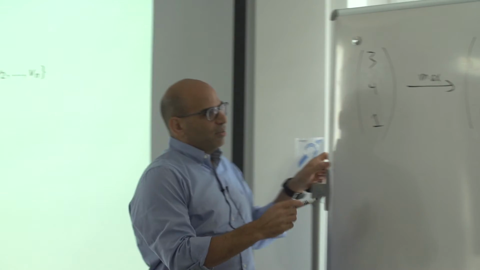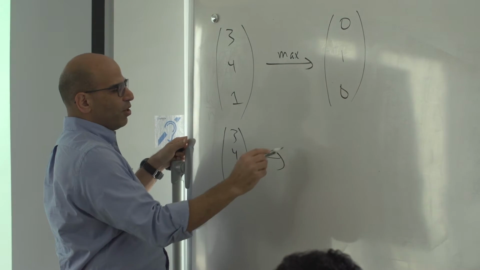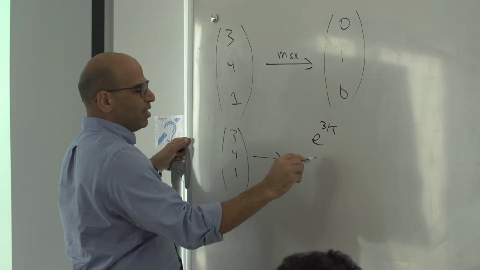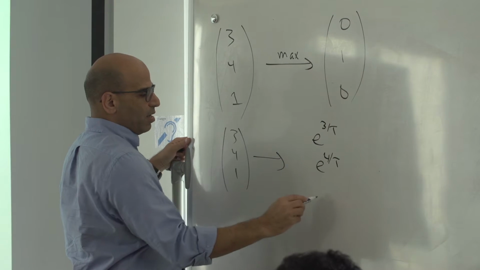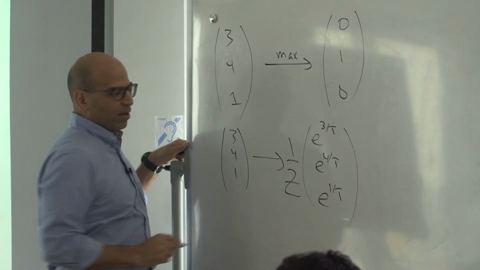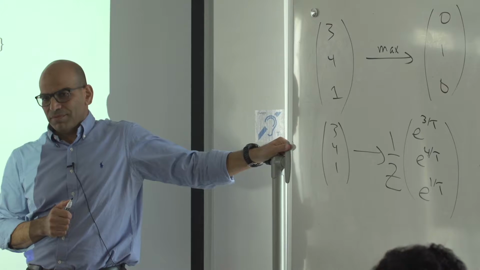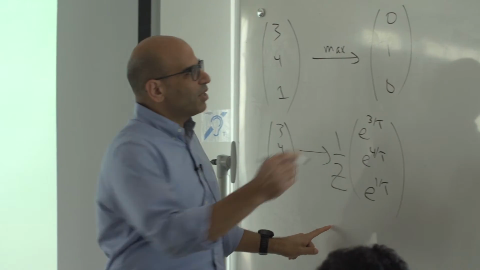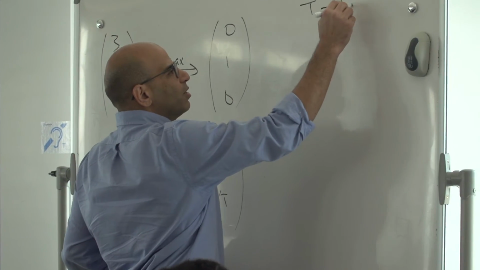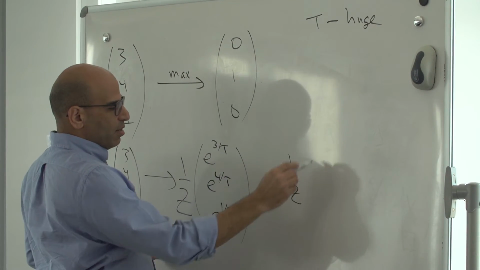So 3, 4, 1 is going to be turned into e to the 3 over t, e to the 4 over t, e to the 1 over t, and we have to divide this by z, to normalize it so that they all add up to 1. Okay? So let's see what happens when the temperature is huge. It's 1 over z.